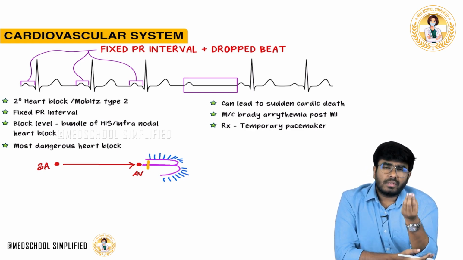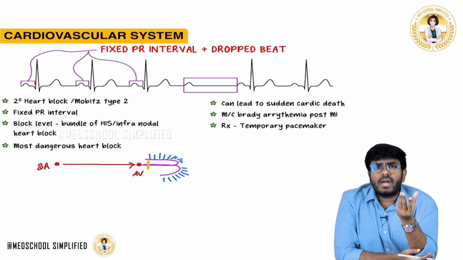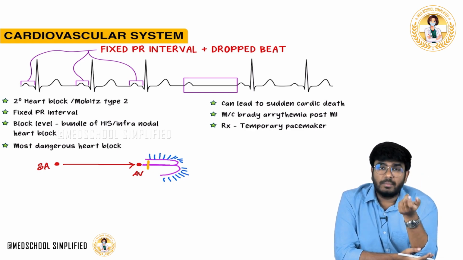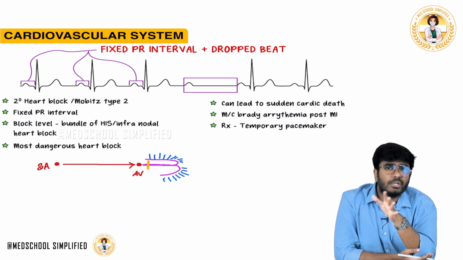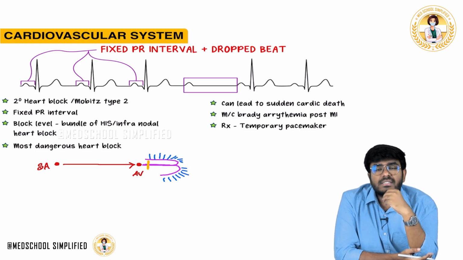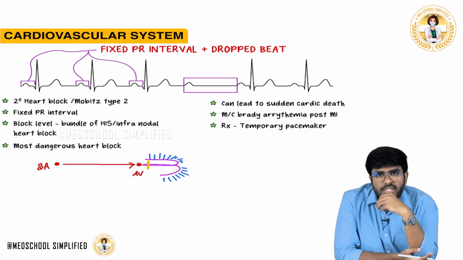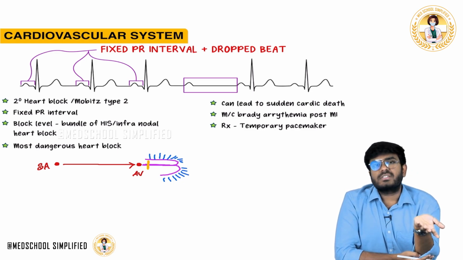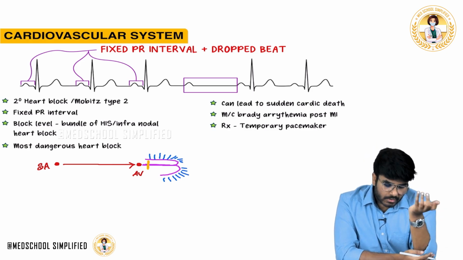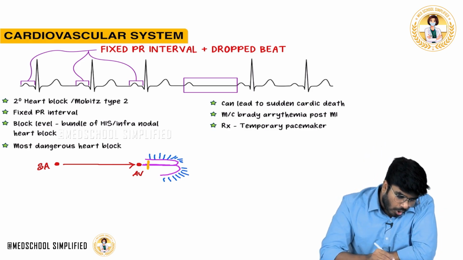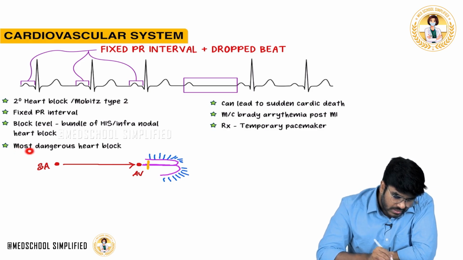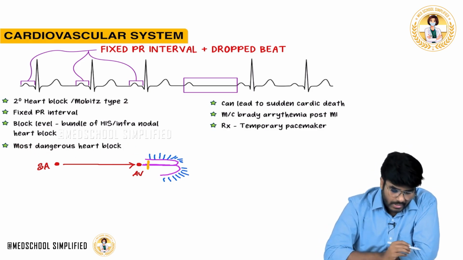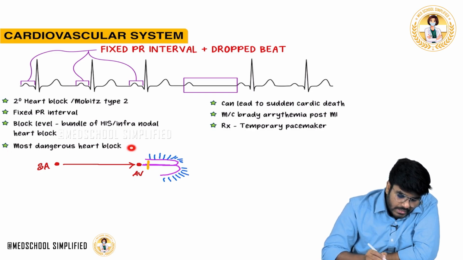Normally, how many times does the heart have to beat? Somewhere around 70, 72 or 80 beats, that's okay, 60 to 100 beats. Now the heart rate is coming to 20. Do you think this person is going to have a normal cardiac output? Definitely not. Cardiac output crashes, BP crashes, the patient will die. So this Mobitz type 2 heart block, second degree heart block, is considered the most dangerous heart block.